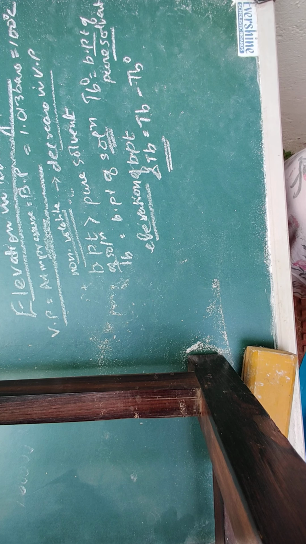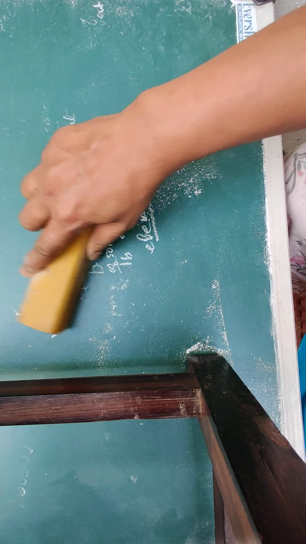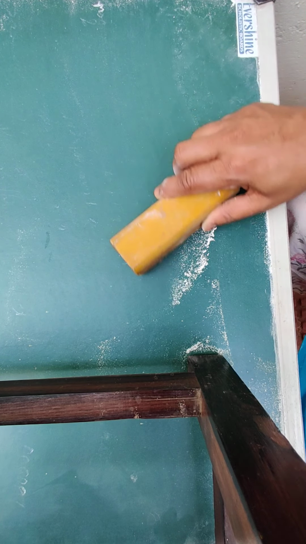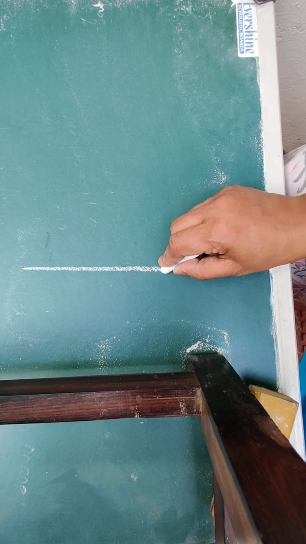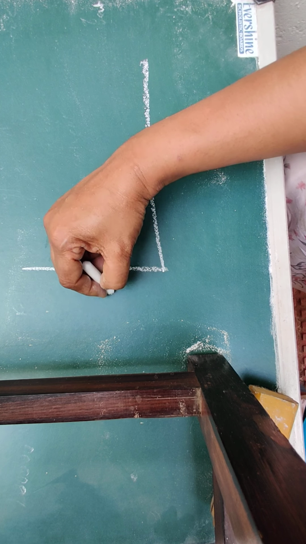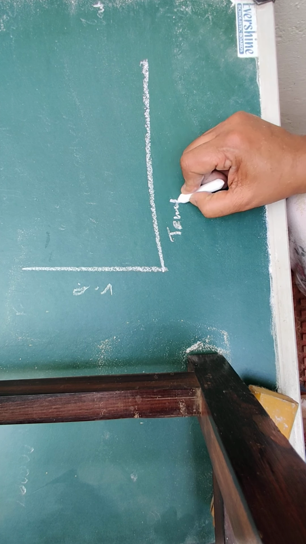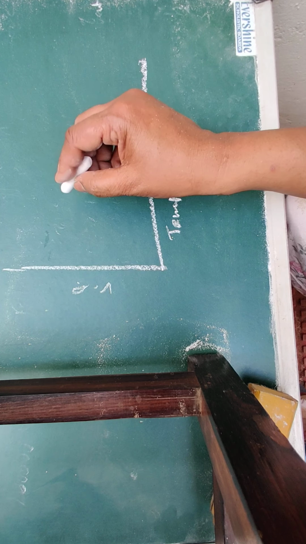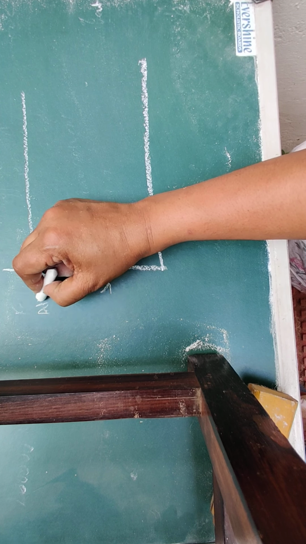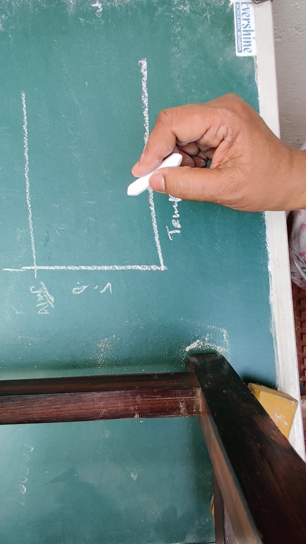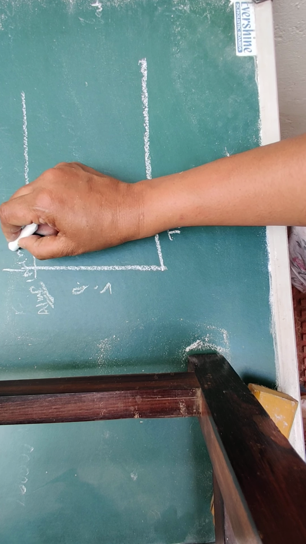Graphically also you can represent what I have explained. Let us represent it in graphical form by plotting vapor pressure against temperature. Suppose this is the graph, and this line is for atmospheric pressure, that is 1 atm.